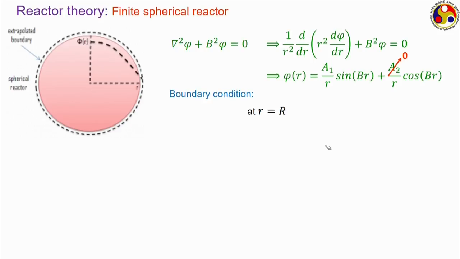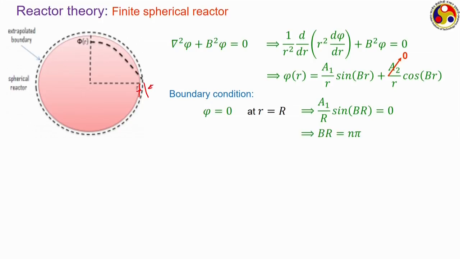Now, this is the other boundary condition, that is at the edge of the spherical reactor, r equal to capital R, we have the condition of phi equal to 0. If we have some kind of extrapolated length, like shown in the diagram, this portion is the extrapolated length. This r equal to capital R condition we have to impose on the same equation, and we find that phi equal to 0 at r equal to R gives A1 by R into sin BR, and hence as A1 and R are both non-zero numbers, sin BR has to come out to be 0.